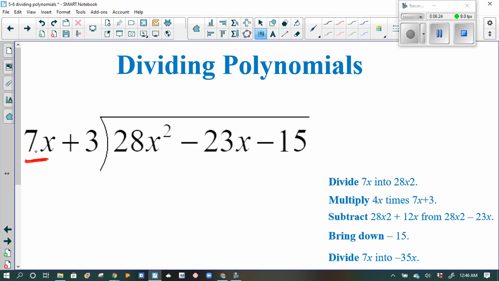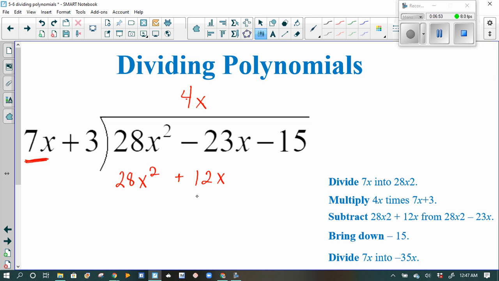What do I need to multiply 7x by to get 28x squared? So 7 times what is 28? 4. X times what will give me x squared? Well, x times x gives you x squared. So now multiply the 4x by the 7x. So 4x times 7x is 28x squared. 4 times 3 is 12x.